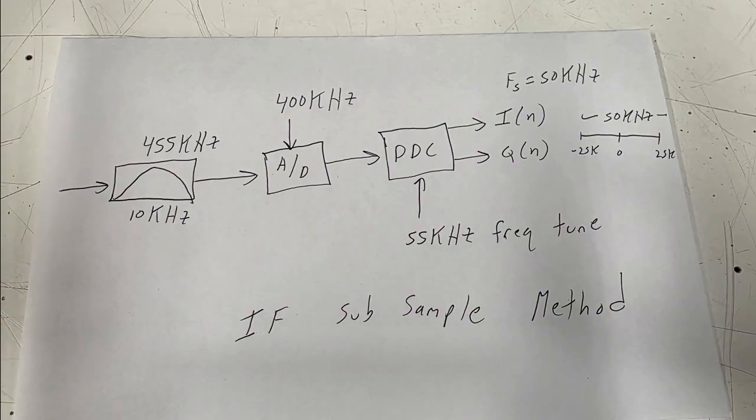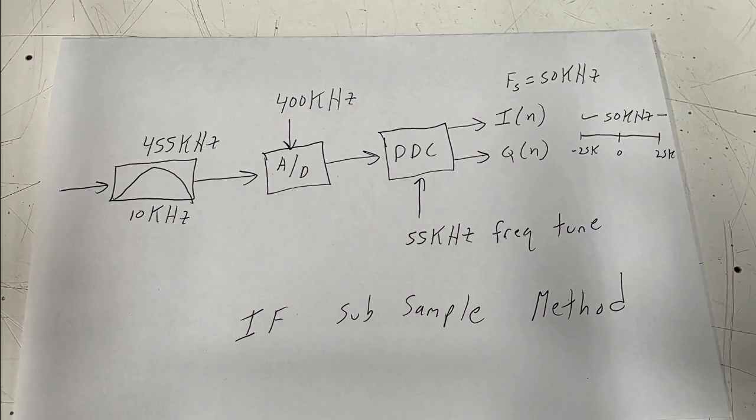Now, why is that? Because after that A to D, that 455 kilohertz signal is going to show up at 55 kilohertz. It's essentially going to alias down to 55 kilohertz. And since we want the 55 kilohertz to be centered at DC, that is why we tell the digital down converter frequency tune to be 55 kilohertz. A little trickery there, but if you go through it, you will realize that that is indeed correct.